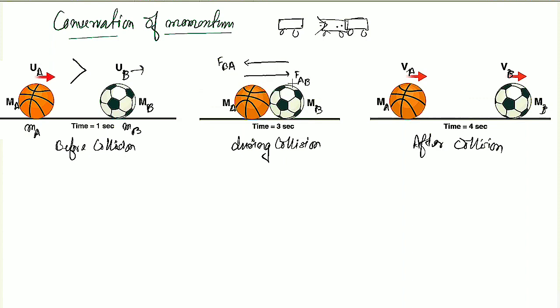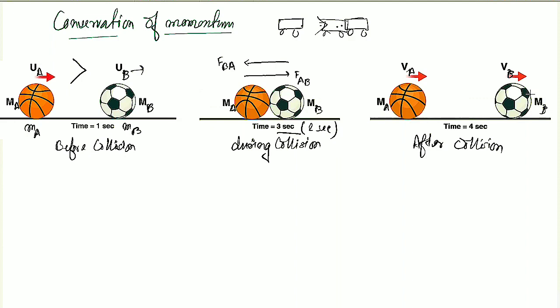Now, the collision will last for, we have considered, 3 seconds. You can consider 2 seconds, 1 second, anything. After the collision, what is going to happen? They will obviously separate out. They are not going to be stuck for their whole life. So after the collision they separate, but they have attained a final velocity VA for ball A and VB for ball B. Now, the conservation of momentum says that the total momentum before collision is always equal to the total momentum after collision. That means momentum is conserved.